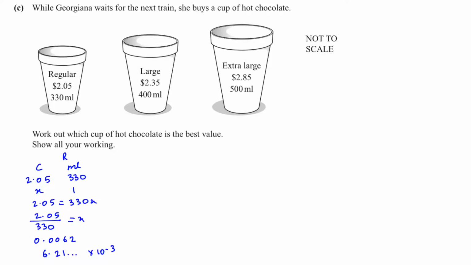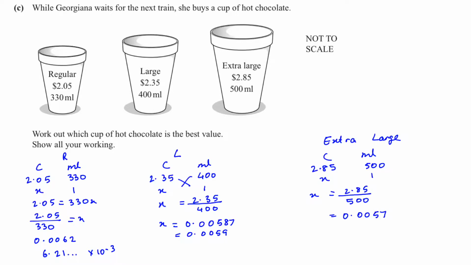Now we will do the same for large and extra large. I've solved the same with the large and the extra large. The cost of 1 milliliter for large is 0.0059 and for extra large is 0.0057. So we can see that the best value is the extra large.